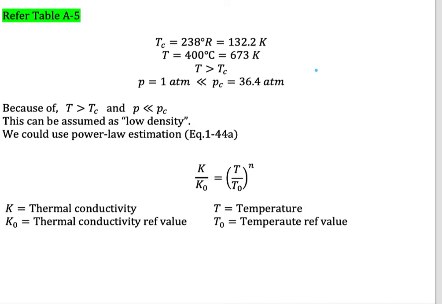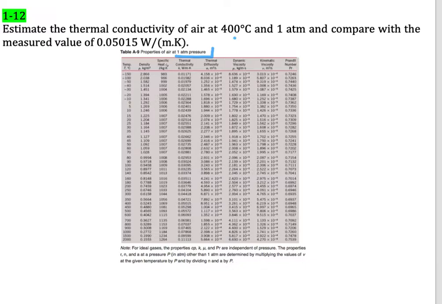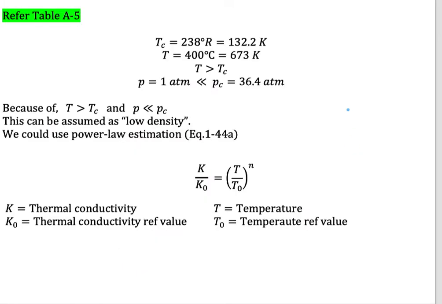Okay, so for this one, we have the critical temperature as 238 Rankine, so it is 132.2 Kelvin. So I think we could get this one. It is 100 for 400 here, so we take the value of 400 here. So according to the measure, we have the thermal conductivity here. So this is the idea.